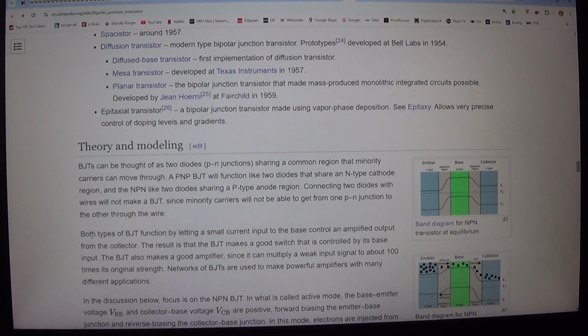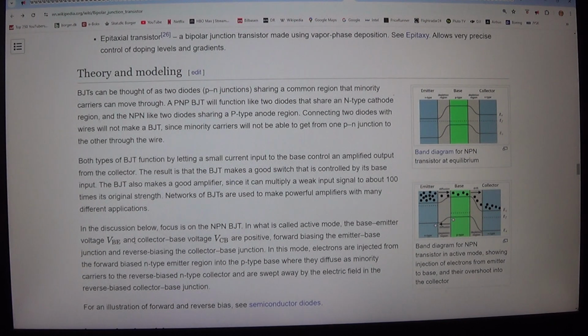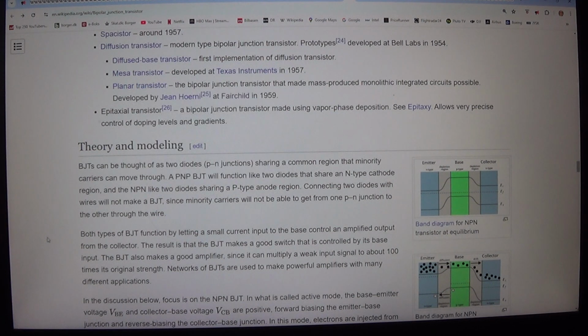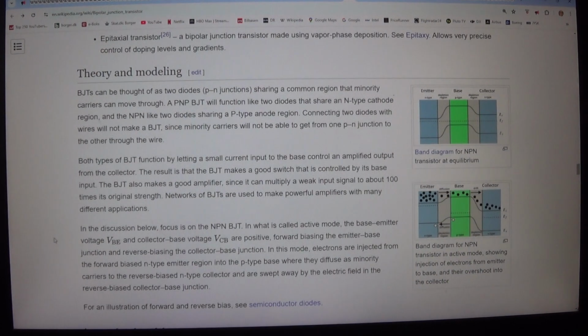One, diffused base transistor, first implementation of diffusion transistor. Two, mesa transistor, developed at Texas Instruments in 1957. Three, planar transistor, the bipolar junction transistor that made mass-produced monolithic integrated circuits possible. Developed by Jean Hoerni at Fairchild in 1959. Eight, epitaxial transistor, a bipolar junction transistor made using vapor phase deposition. See epitaxy. Allows very precise control of doping levels and gradients.